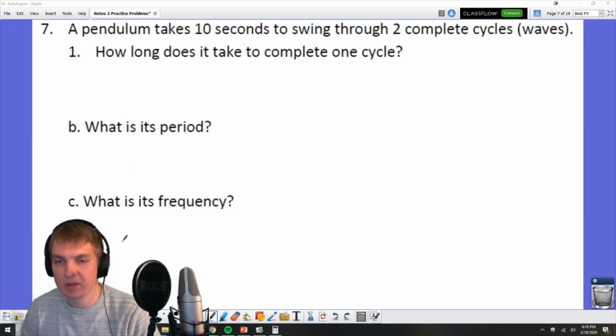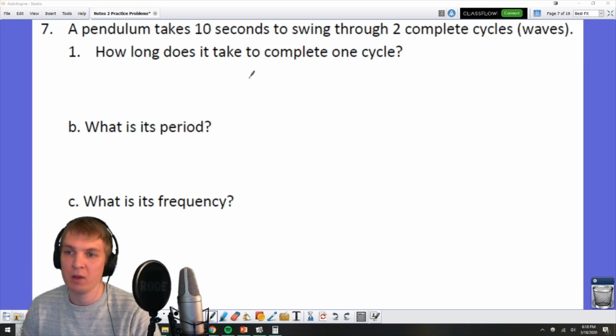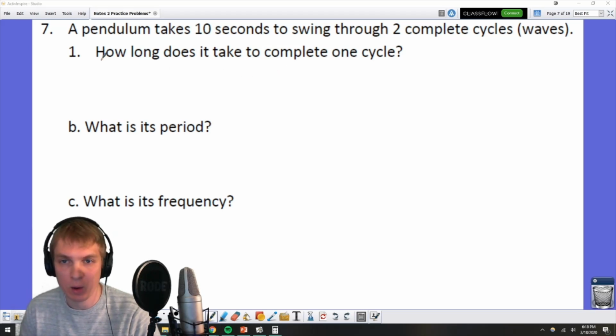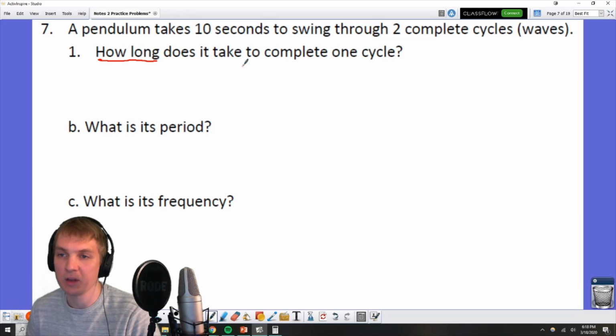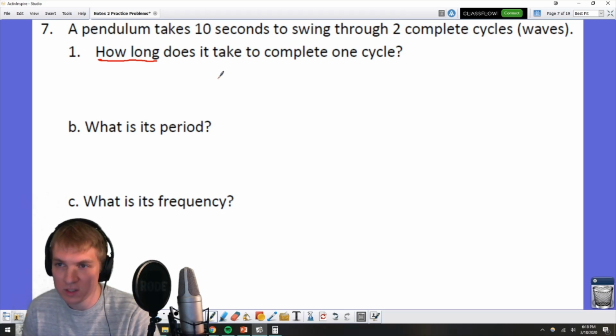All right, number 7, the last problem for Notes to Practice Problems Part 1. The question asks, a pendulum takes 10 seconds to swing through 2 complete cycles or waves. How long does it take to complete 1 cycle? So it's asking for a unit of time. How long? Right? We know when someone asks how long does it take to do something, they're asking for a unit of time, and that would be seconds. So if it takes 2 cycles in 10 seconds, we can assume that for 1 cycle to occur, that would be 5 seconds.